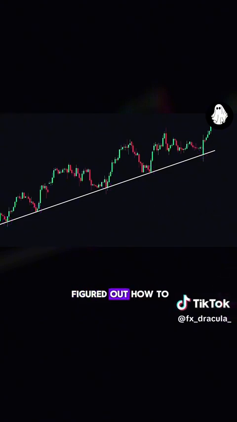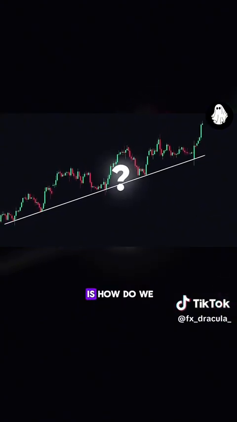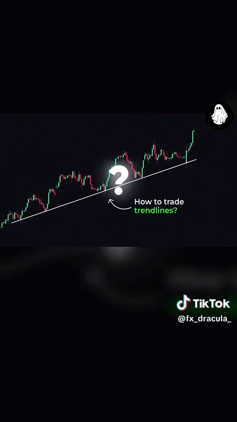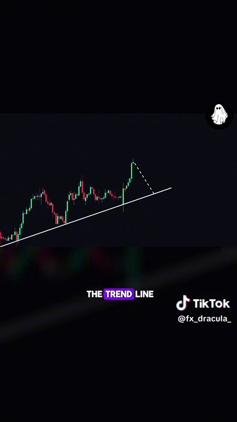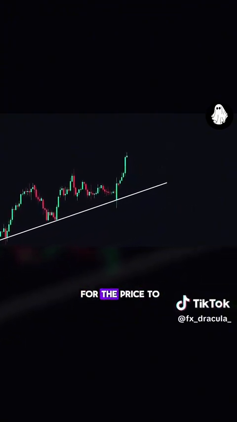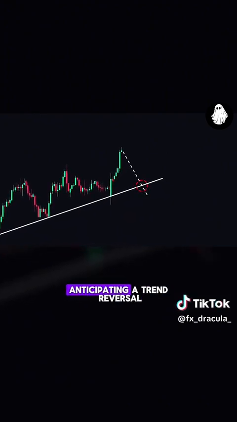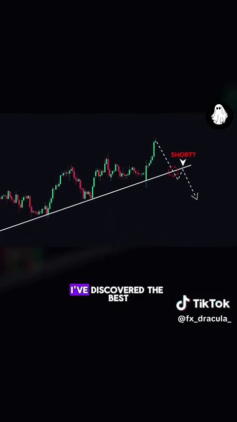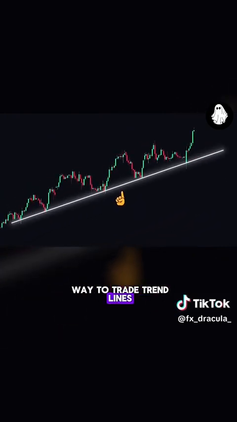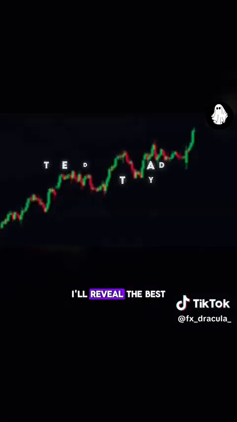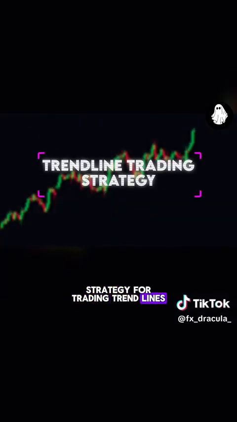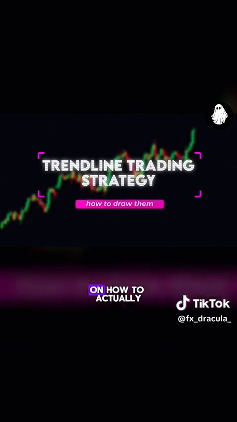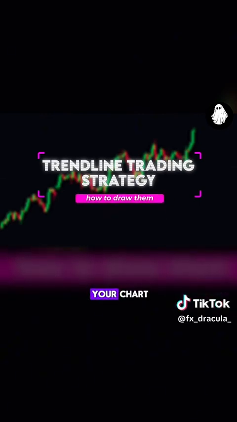Now, even if we've figured out how to draw them, the next big question is, how do we actually trade them? Should we wait for the price to touch the trend line and enter buy, anticipating a bounce? Or should we wait for the price to break the trend line, anticipating a trend reversal to short it? The truth is, I've tried all of these approaches. But throughout my trading career, I've discovered the best way to trade trend lines. So in this video, I'll reveal the best strategy for trading trend lines, including an in-depth tutorial on how to actually draw them properly on your chart.